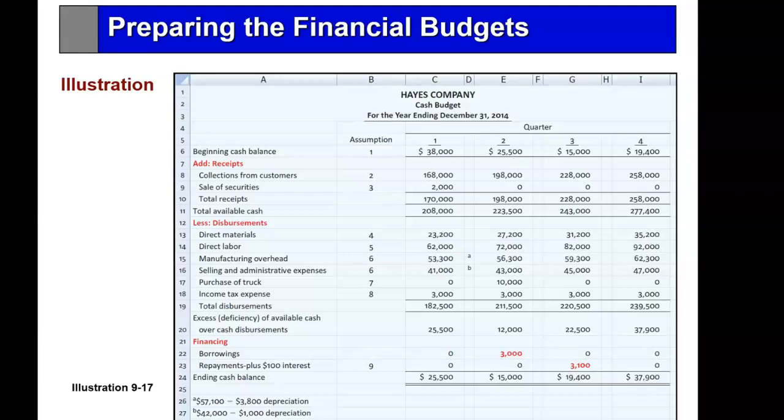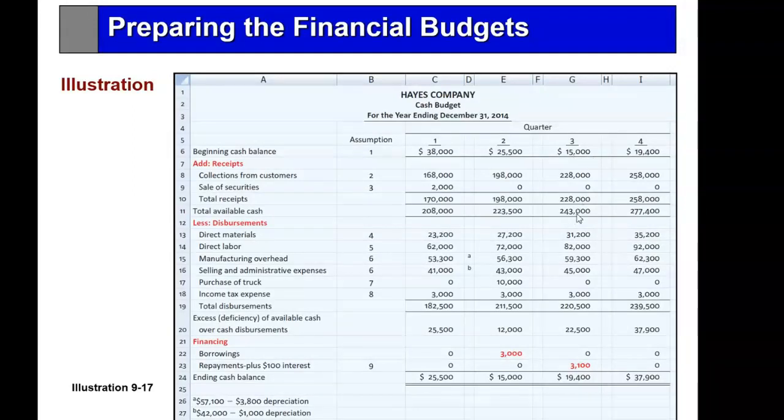Again, income's $198. I have $223,500. Out goes $211, because this time I am buying a truck. $223,500 minus $211,500 gives me a balance of $12,000. So I am short of the $15,000. So I have to borrow, and they'll say borrow in $1,000 lots, what have you. I have to borrow $3,000 to bring it up to 15. I start off quarter 3 with 15.